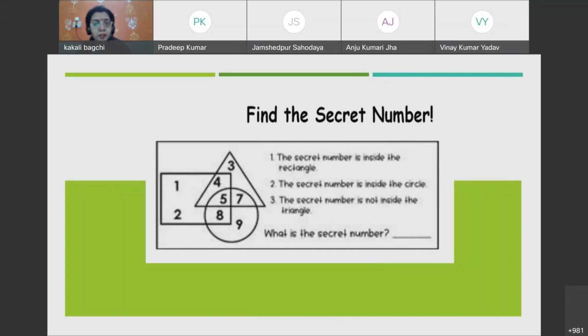Dear friends, what do you think? If you get this type of question, won't it enhance the logical thinking of the child? And for the teachers who are teaching class 11, tell me one thing: the number which is lying inside the rectangle and inside the circle, but not inside the triangle, is it not the concept of intersection and complementary set? Yes or no?